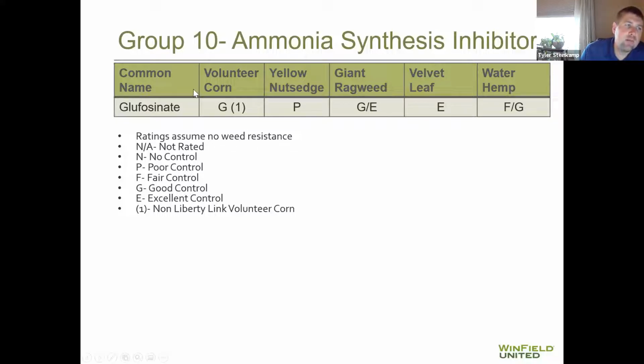Now you'll notice we have volunteer corn on here, and I get questions a lot, especially with the derecho last year: what do you think about using Liberty to control volunteer corn? It can be fairly good. You'll see that we have a good rating here. However, if you have any kind of size to that volunteer corn, that's when we really start to struggle with getting control with Liberty. So I'd be cautious there. And of course, it's got to be non-Liberty Link volunteer corn. You can't have Liberty Link corn there.